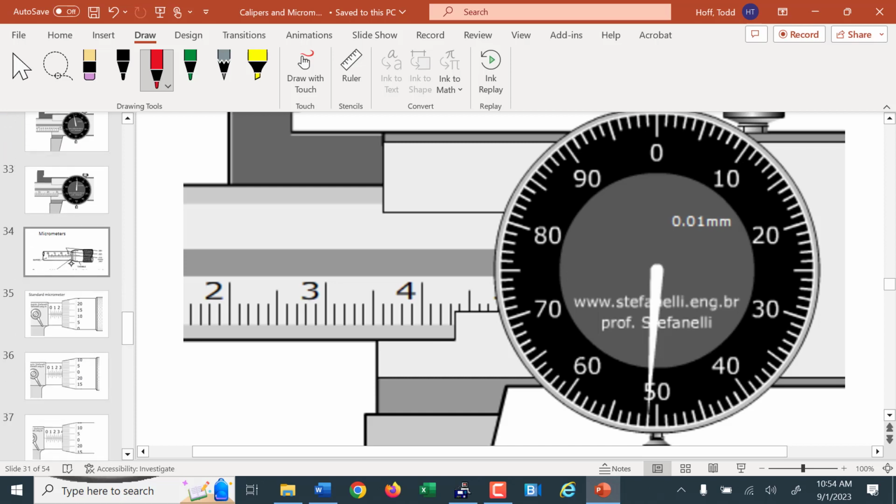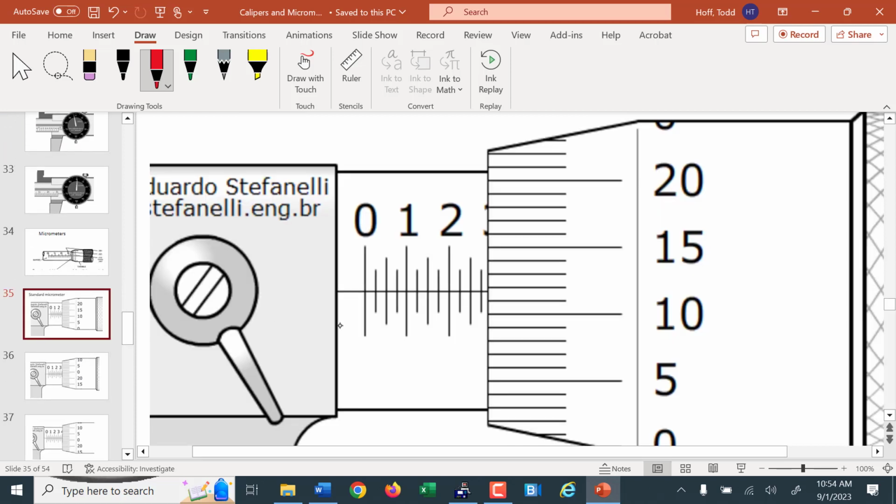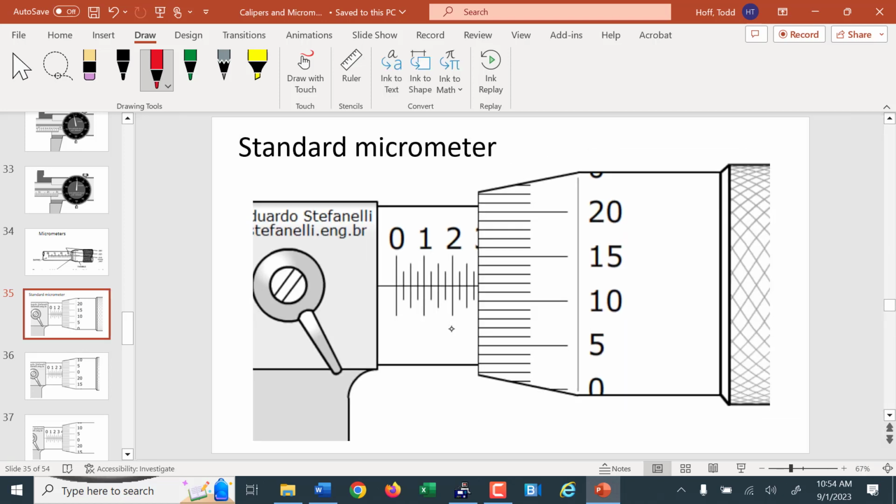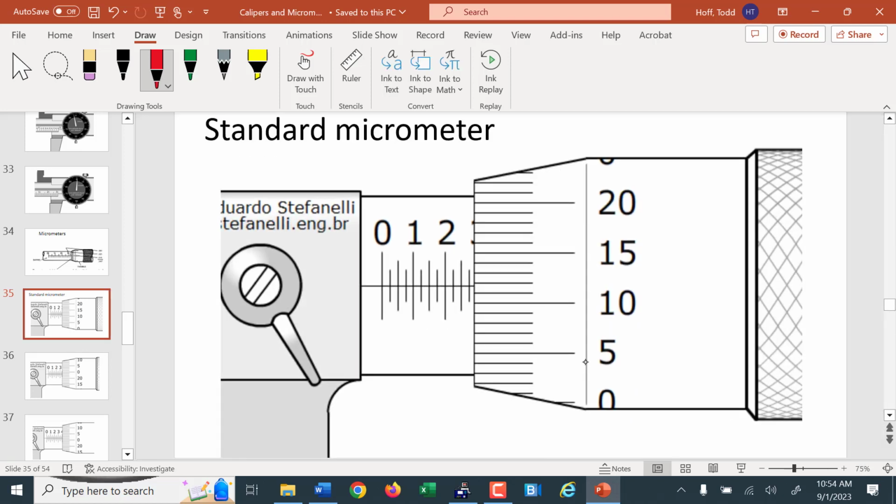Yeah, we don't need to do mixed practice. Let's jump to the micrometer. So this is a standard micrometer. Zoom out just a touch. You can tell because, well, it goes up to 20 and then back to 0 there. Also, this is labeled by 1s here on the barrel of the micrometer.